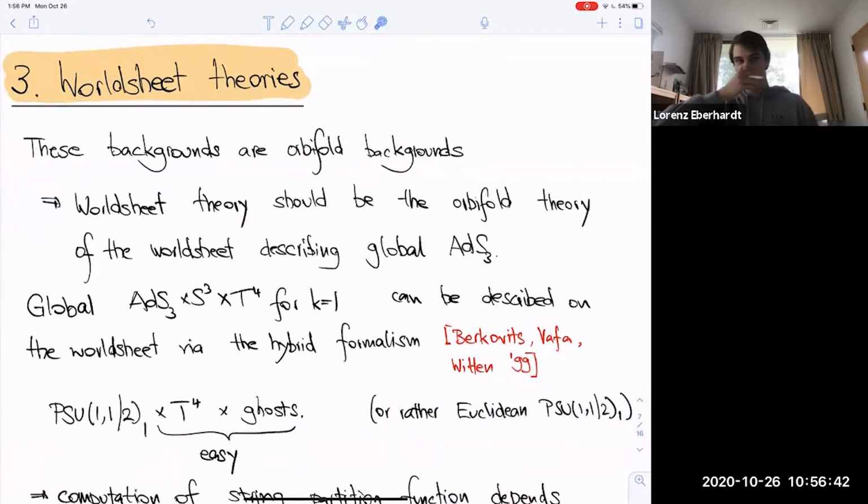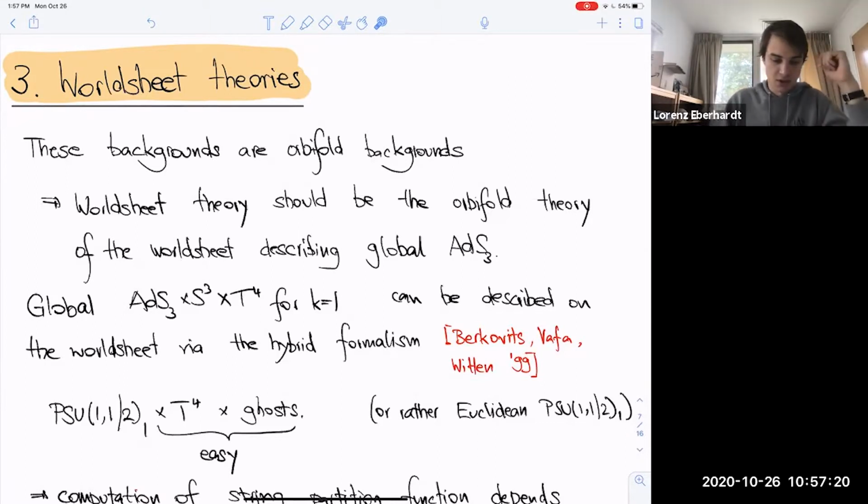Good. So now we want to construct the corresponding worldsheet theories. And that's actually quite simple because we saw that all these backgrounds by construction essentially are orbifold backgrounds. So whenever you have a target space that is an orbifold, then the worldsheet theory that describes that target space should just be the orbifold of the worldsheet theory that describes the original target space, which was global AdS3. So the message is, if you know the global AdS3 worldsheet theory, then you just take the orbifold by the corresponding subgroup of PSL2C.